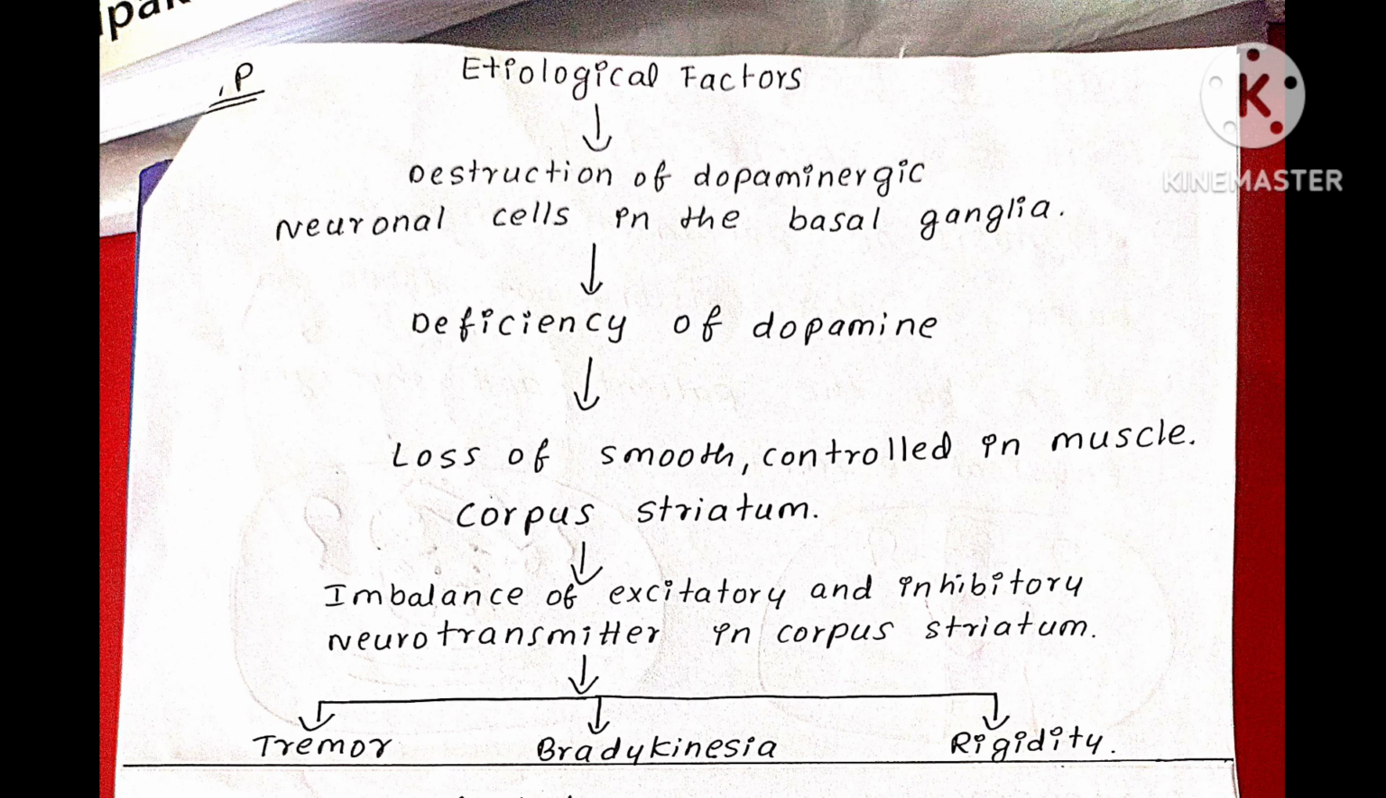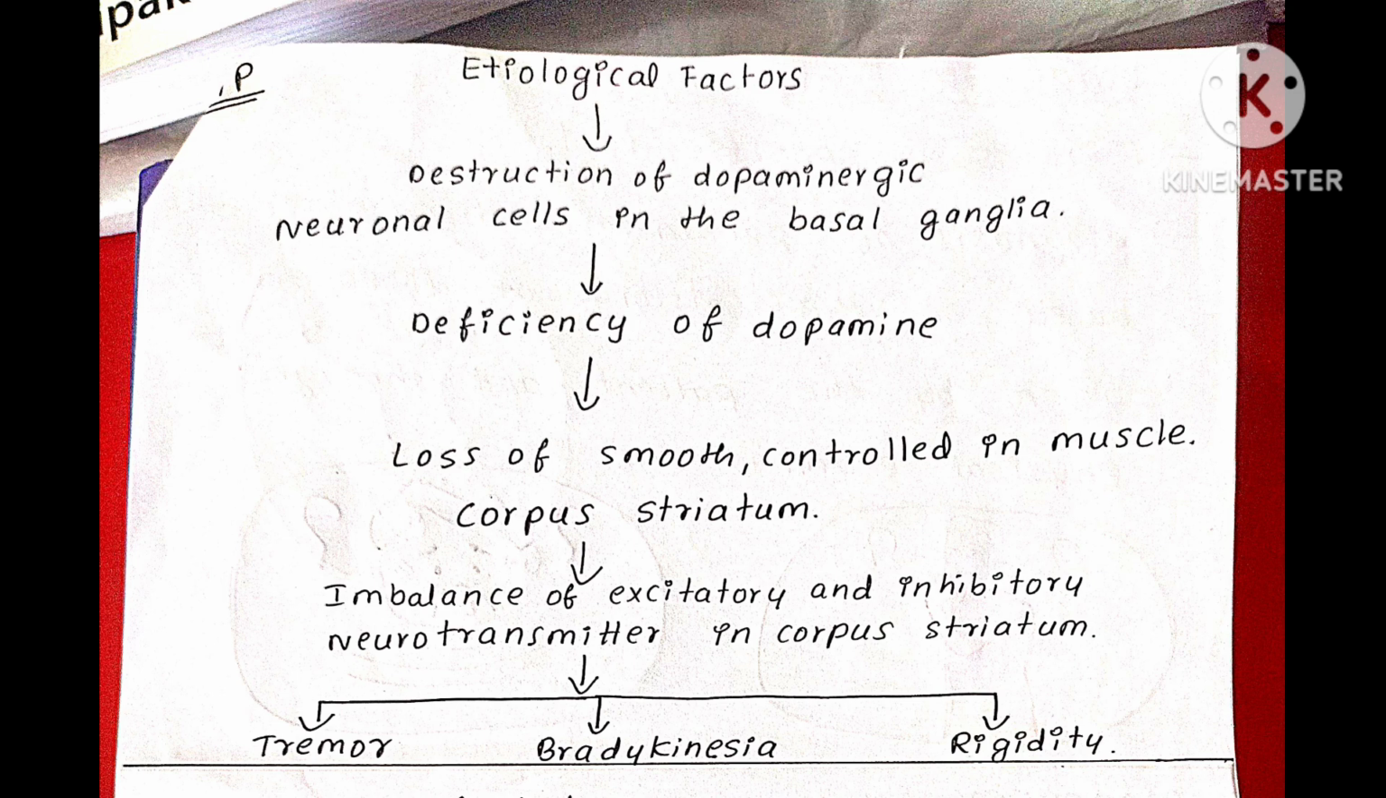Next, pathophysiology. Pathophysiology is due to the etiological factor. Example, already we discussed etiology. Due to the etiological factor, it leads to destruction of the dopaminergic neuronal cells, meaning alteration in the dopaminergic neuronal cells in the basal ganglia. These changes or destructions of the neuronal cells in the basal ganglia reduce the dopamine level.